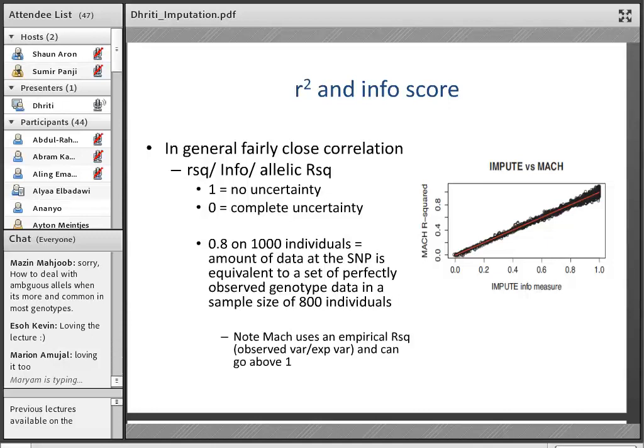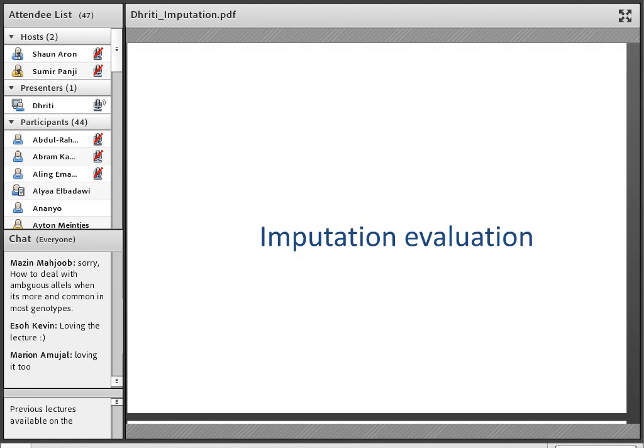Another way of looking at it is that if the R square or the info score for, say, a sample of 1000 samples is 0.8, it implies that the amount of data for the SNP is equivalent to a set of perfectly observed genotypes in a sample of 800 individuals. Please note that the allelic dosage information is missing in Impute2, and you need to calculate that.